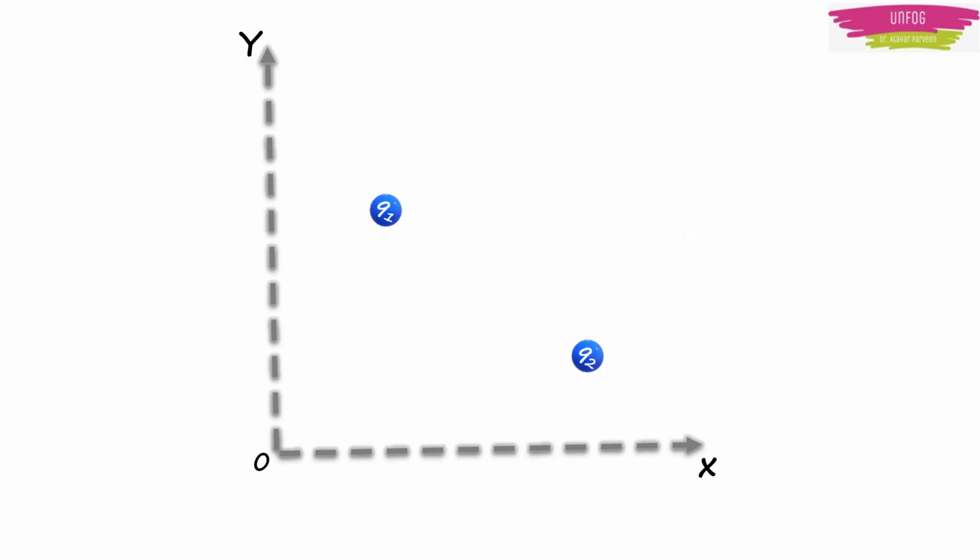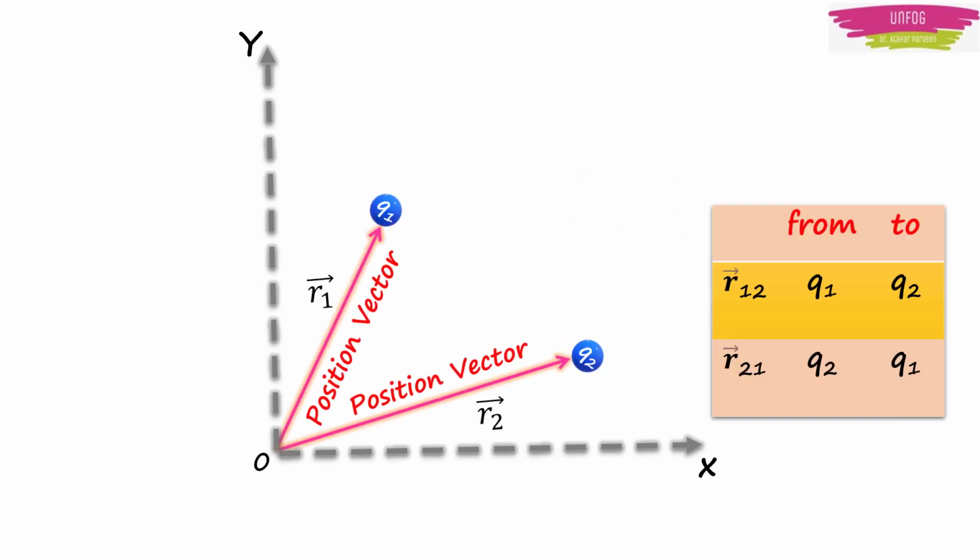Now, if we have 2 point charges in a 2-dimensional coordinate space, and R1 and R2 are the position vectors of charges Q1 and Q2, the vector leading from Q1 to Q2 is written as R12, and by triangle law of vector addition, this R12 will be equal to R2 minus R1.